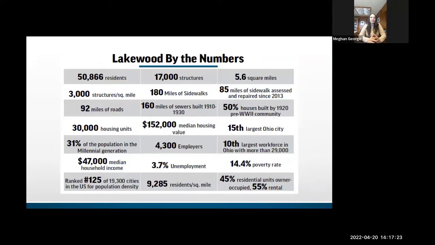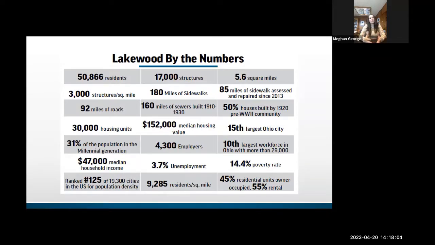Here's a slide on Lakewood by the numbers. We are currently just over 50,000 residents, which is lower than our peak in the 1970s, where we were over 70,000 residents. We are the densest city in the entire state of Ohio, being only 5.6 square miles and having over 50,000 people. 45% of our residents are owner-occupied units, while 55% are rentals. 31% of our population is of the millennial generation. Sometimes we've been known as a college town without a college.